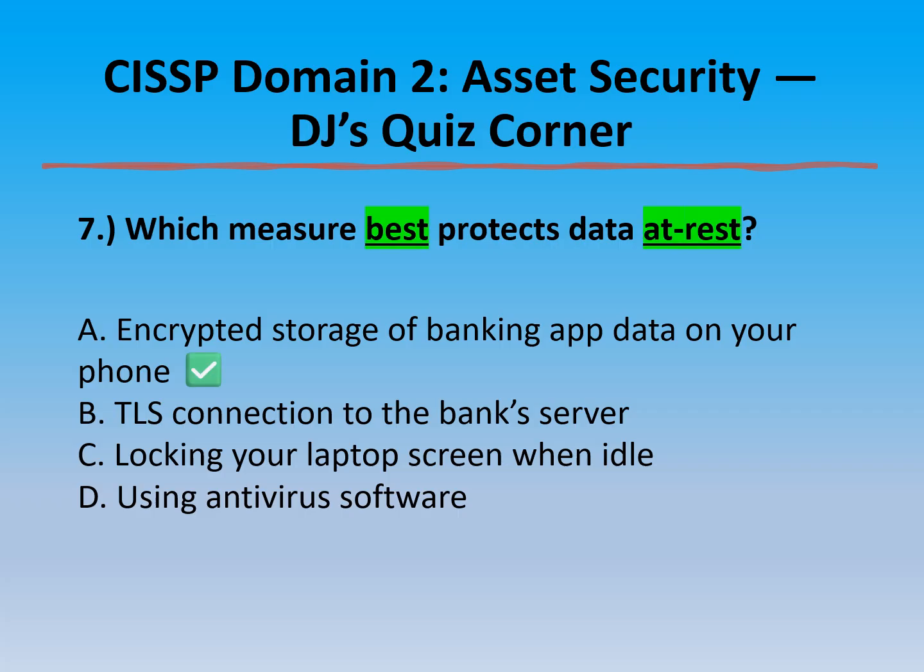The correct answer is A. Encrypted storage of banking app data on your phone. At-rest controls protect stored data. A is encryption at rest. B equals in transit. C is for session control. D is for endpoint hygiene.